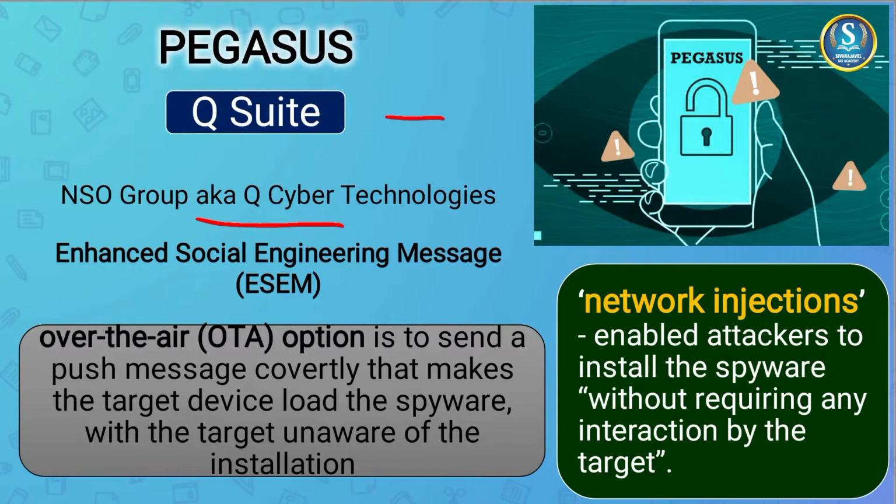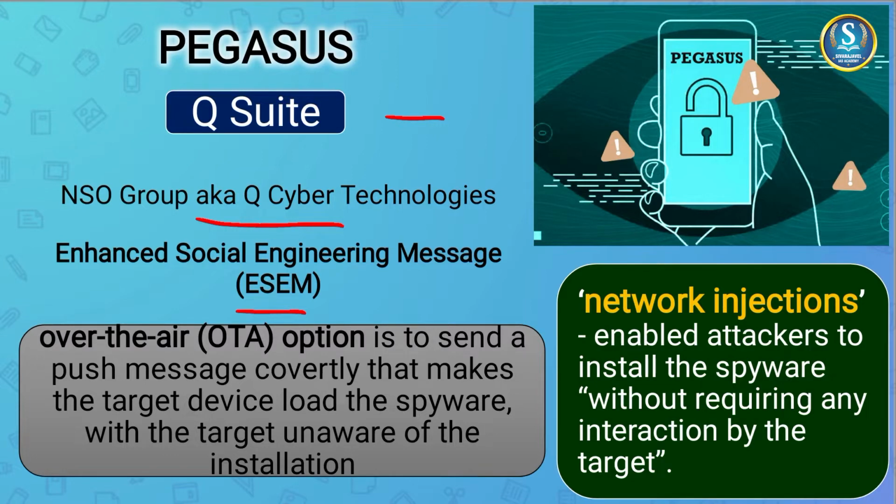Usually, how can your mobile phone be hacked? Some of the methods include the enhanced social engineering message, simply called ESEM. In this, an SMS or a WhatsApp message is sent to the target to trick them to just click it. Once you click that message, a malicious software is installed in your mobile phone, which takes control of your mobile phone.